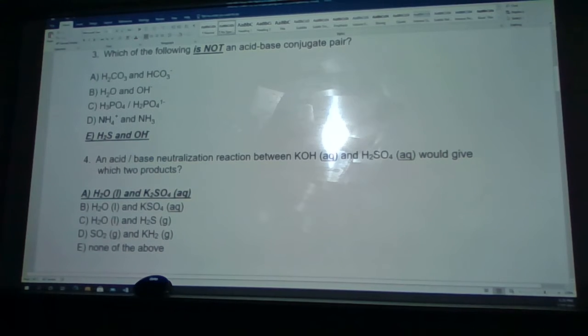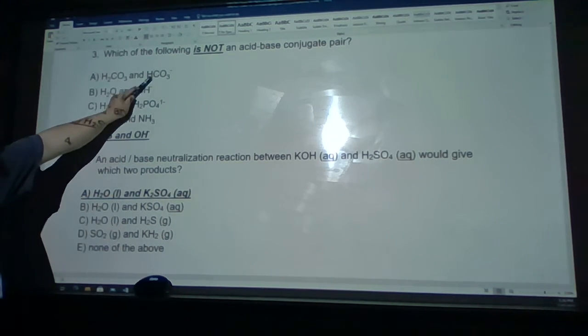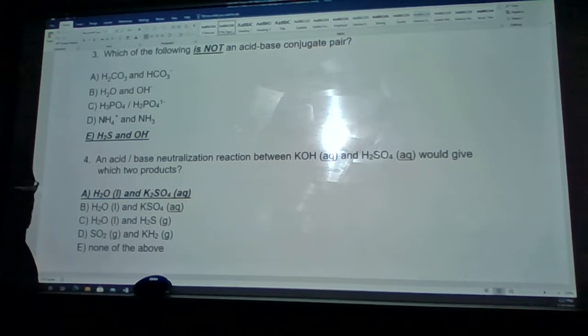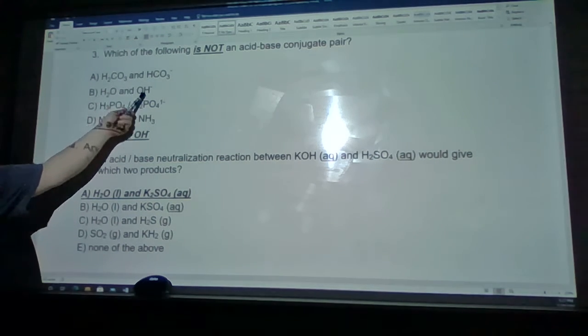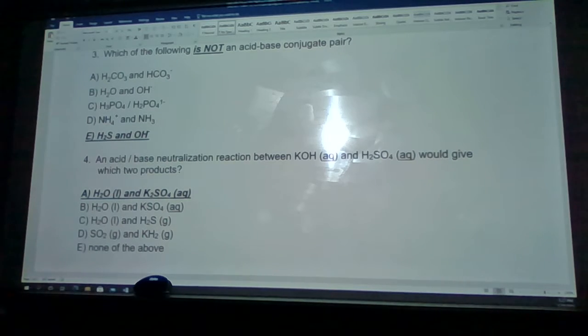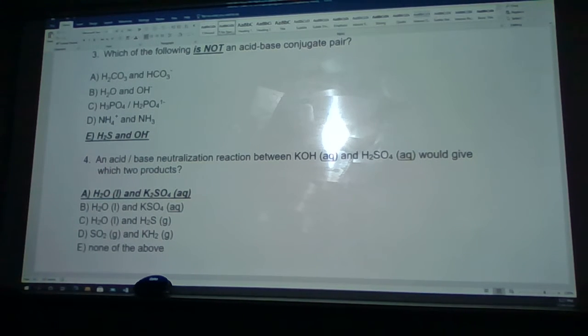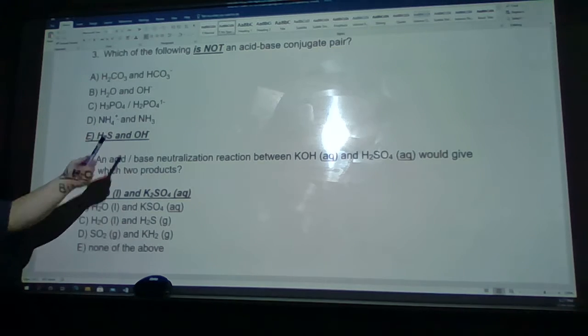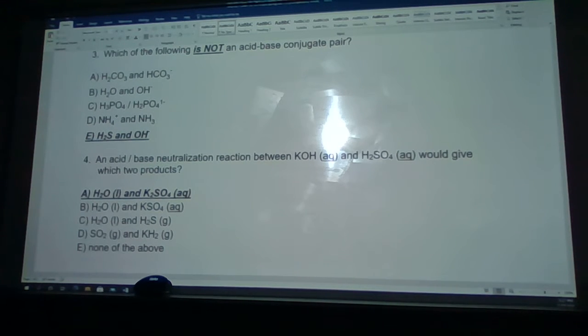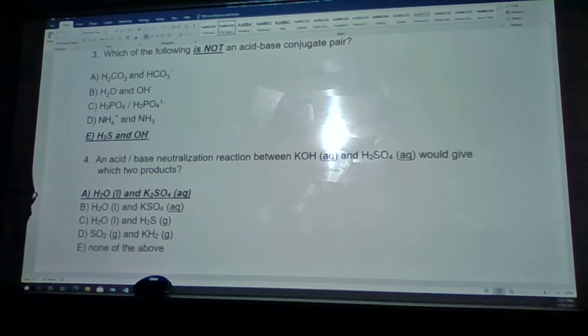Number 3, which of the following is not an acid-base conjugate pair? Acid-base conjugate pairs differ only by the presence or the absence of a hydrogen. So H2CO3 and HCO3 minus, these two differ by the presence and the absence of one hydrogen. These are conjugate acid-base pairs. H2O and OH minus, conjugate acid-base pair. These differ from one another only by the presence or the absence of a hydrogen. H3PO4 and H2PO4 minus, these differ from one another just by the presence or the absence of a hydrogen. NH4 plus and NH3, those are conjugate acid-base pairs. They differ from one another only by the presence or the absence of a hydrogen.